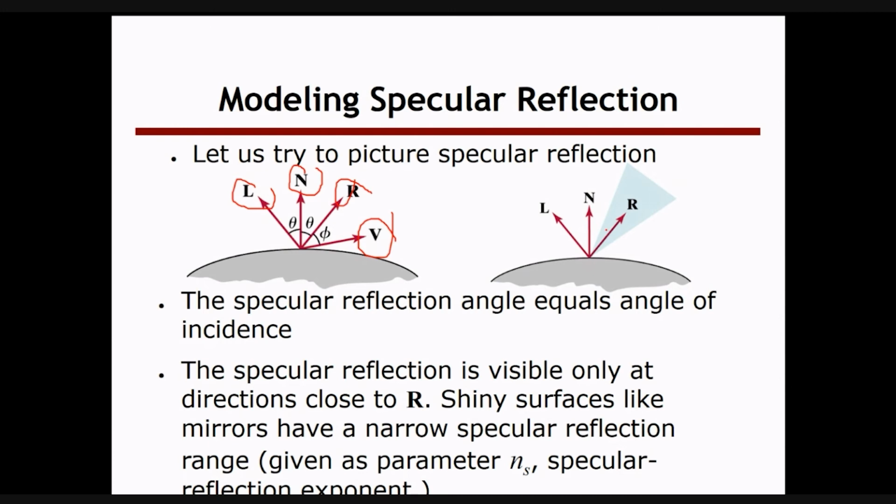Similarly, suppose I want to model an ideal reflector, a perfect mirror. Incident light is reflected only in the specular reflection direction. In that case we would only see reflected light when the vectors V and R coincide, that is, when phi becomes 0. So these are the basic things that you need to understand and take into consideration whenever we talk about specular reflection.